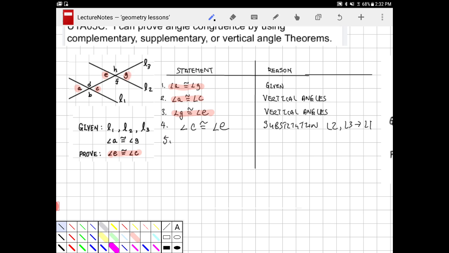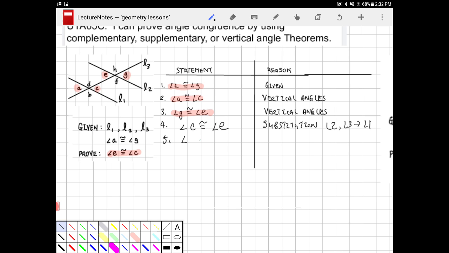And based on the symmetric property, because I need to write it in the same exact manner in which what I'm trying to prove has to be written, I'm just going to flip that around using the symmetric property. Angle E is going to be congruent to angle C because of the symmetric property.